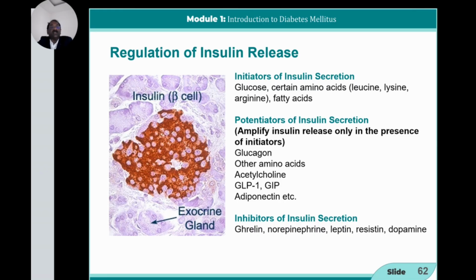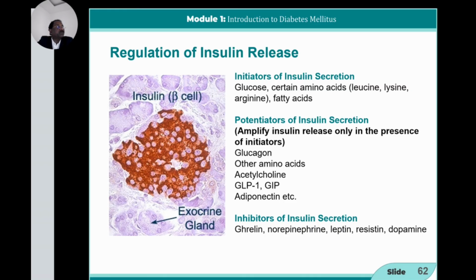Potentiators of insulin secretion amplify the insulin release only in the presence of the initiators: glucagon, other amino acids, acetylcholine, GLP, GIP, adiponectin. These are all important. Glucagon is an antagonist to insulin, so the more the insulin, the more the glucagon suppression. Glucagon causes hepatic glucose overproduction.